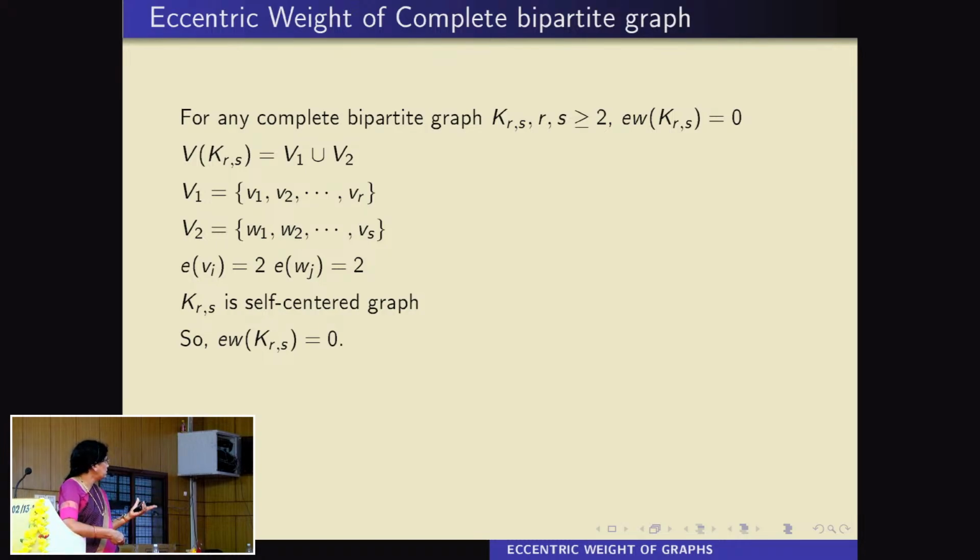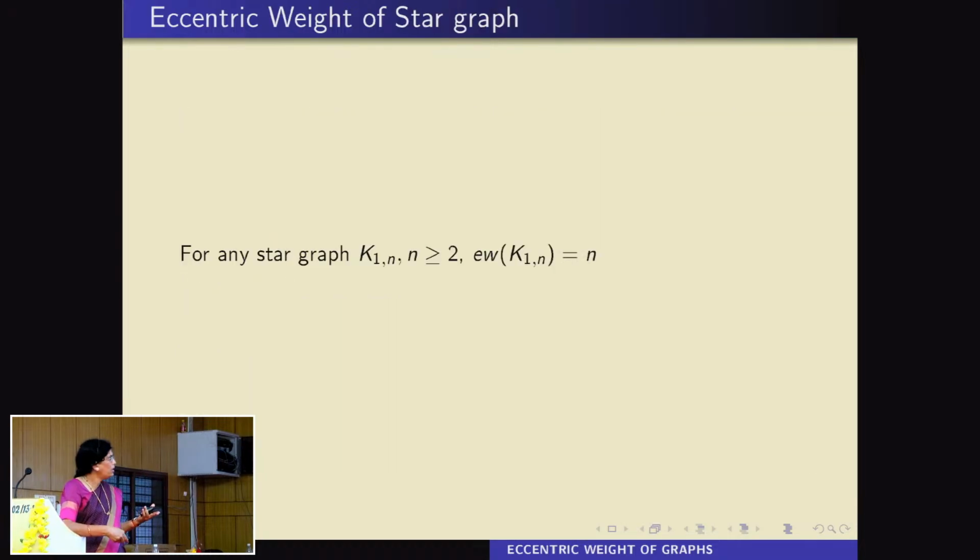So when I consider the eccentricities, I am going to get the difference for uiui' equal to 2 and for uivj equal to 1. The function value is going to be equal to 0 for all uv belonging to the edge set of G1 plus G2, and hence it's going to be equal to 0. Now, as a particular case, instead of considering G2 as a general graph, I have restricted it to K1. So for any graph G whose maximum degree is less than n minus 1, again no full degree vertex, the eccentric weight of G plus K1 is equal to n.